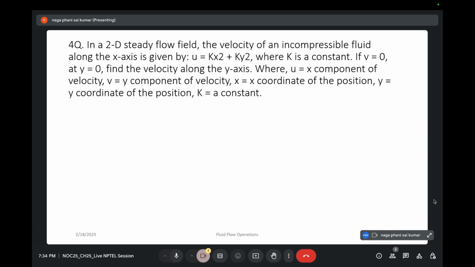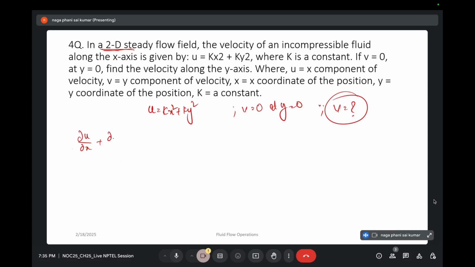Okay, so coming to the fourth question. In a two-dimensional steady flow field, the velocity of an incompressible fluid along the x-axis is given by u is equal to kx² plus ky², where k is a constant. If v is equal to 0 at y is equal to 0, find the velocity in the y direction. That is, we want to find the expression for v. This is a two-dimensional flow, right? So what is the equation of continuity for two-dimensional flow? ∂u/∂x plus ∂v/∂y is equal to 0, right?